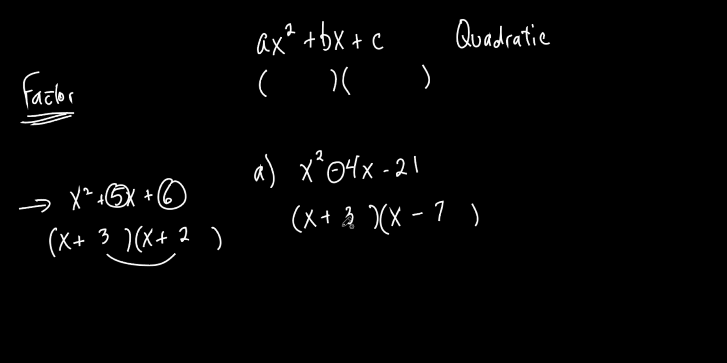So let's just double check. Do these multiply to be negative 21? Yes. Do they add up to be negative 4? Yes, they do. So that is factored. If you wanted to, you could do the FOIL method on it and make sure. Okay, x times x is x squared. That gives you negative 7x. That gives you positive 3x. That's negative 4x. And that gives you minus 21.